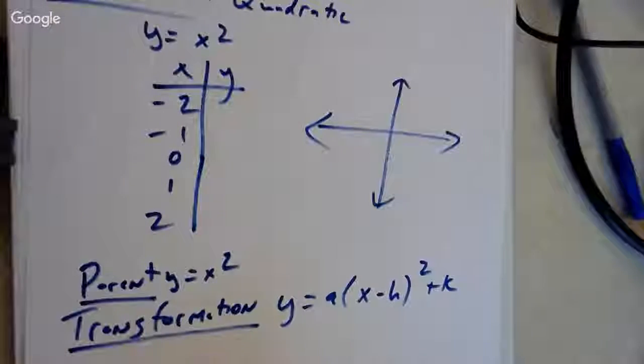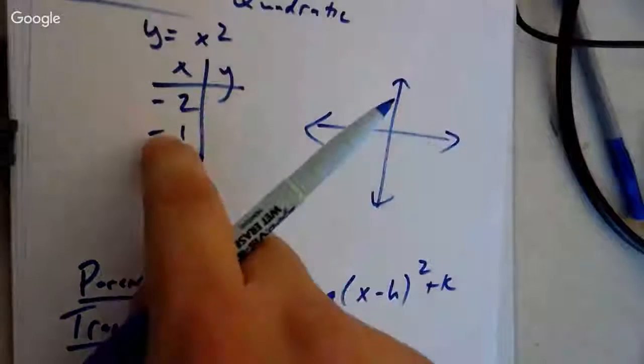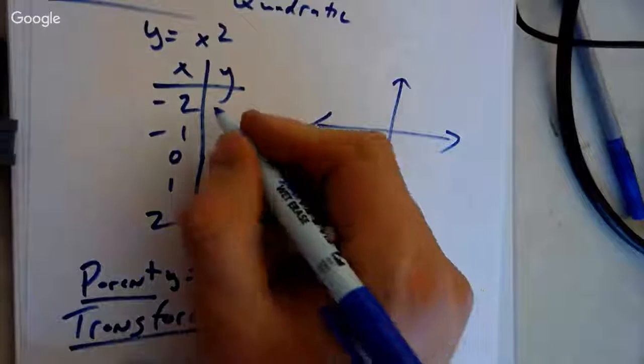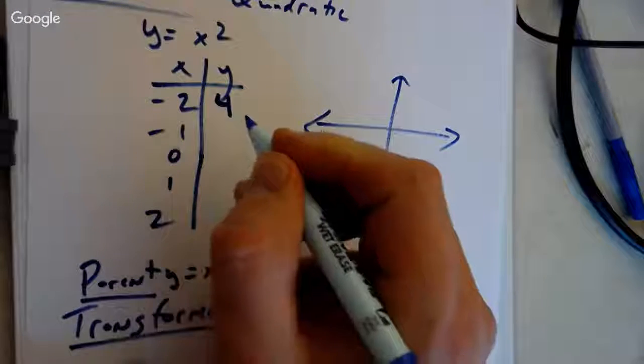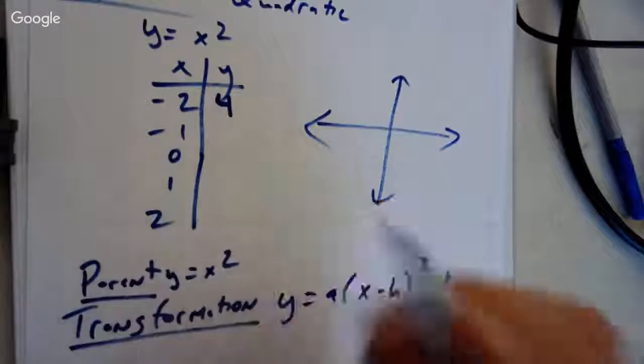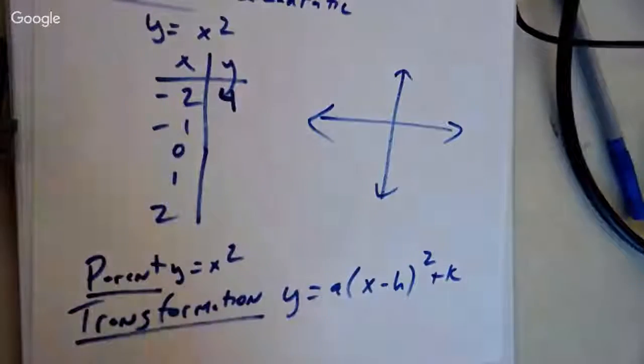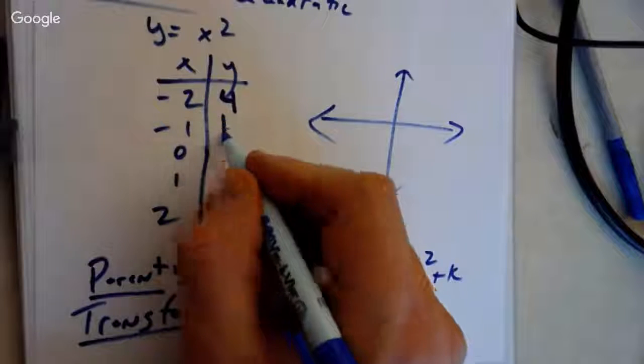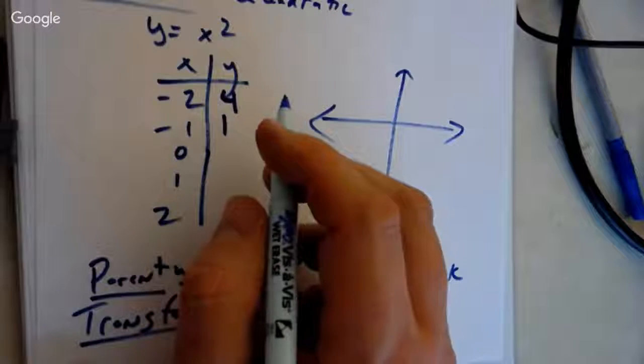All right, let's call some volunteers who haven't talked yet today. Janelle, if I plug in -2 squared, what do I get out? 4. Good job. Why is it not negative? Bingo. Good job. Plug in -1. Braden, what do I get out? 1.